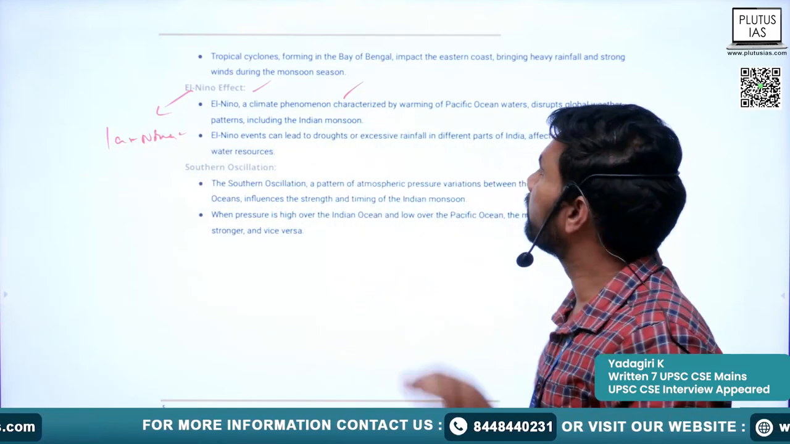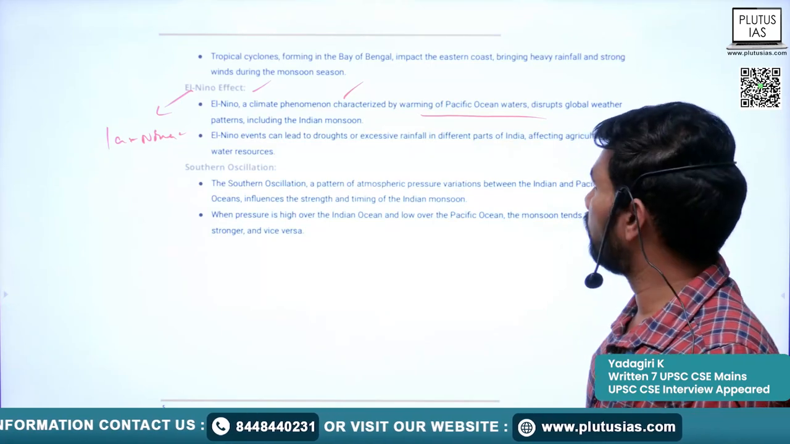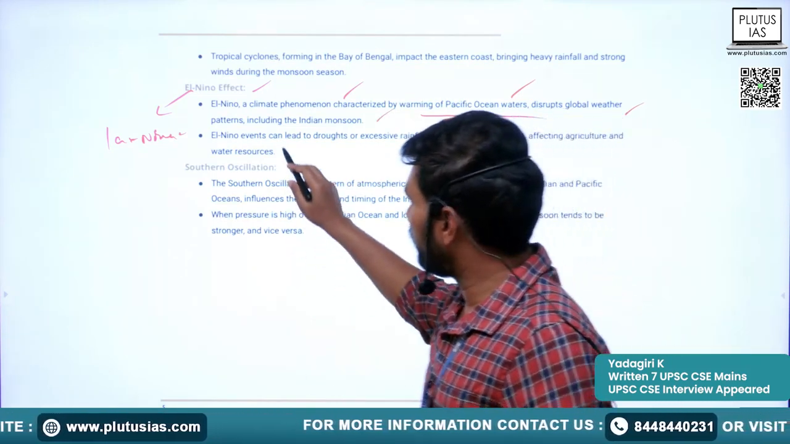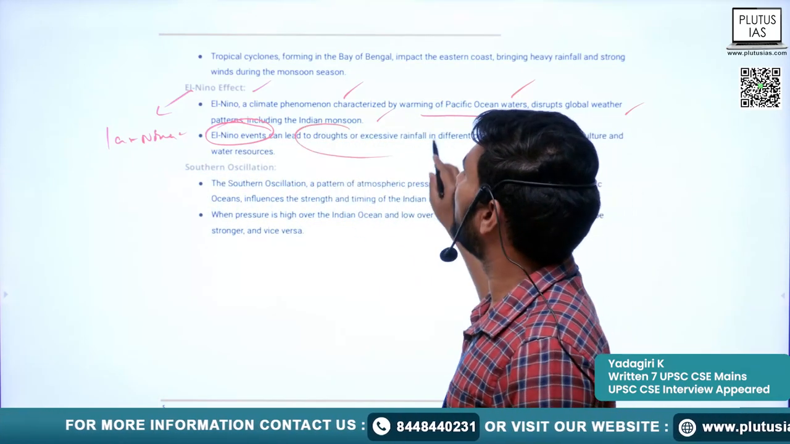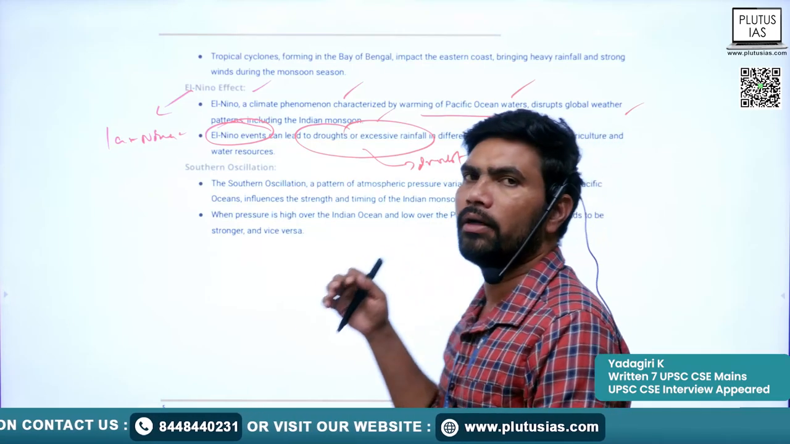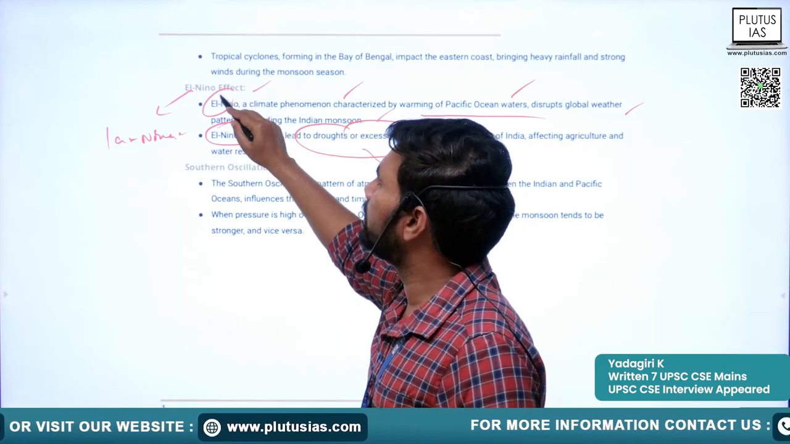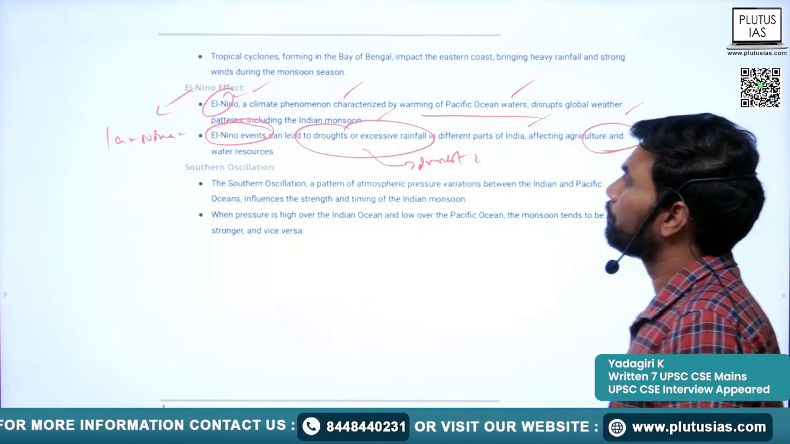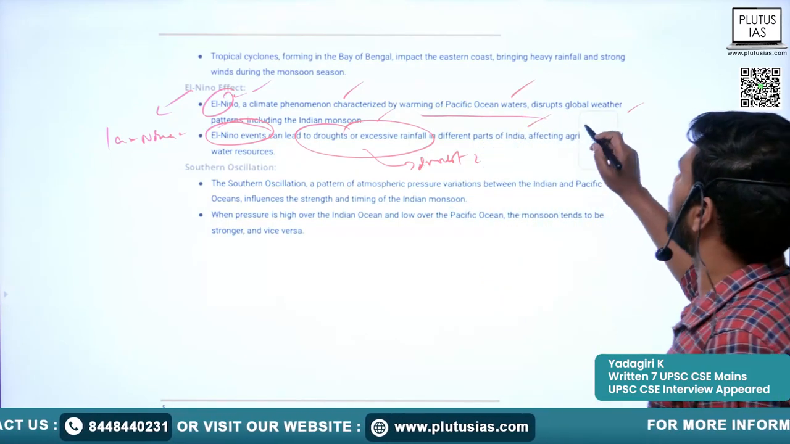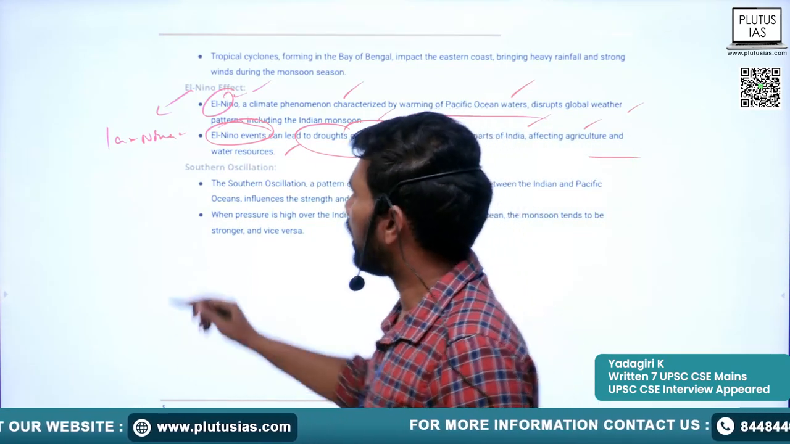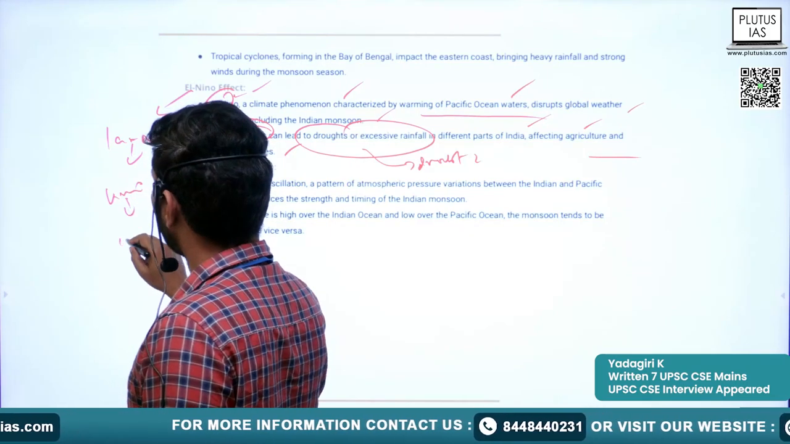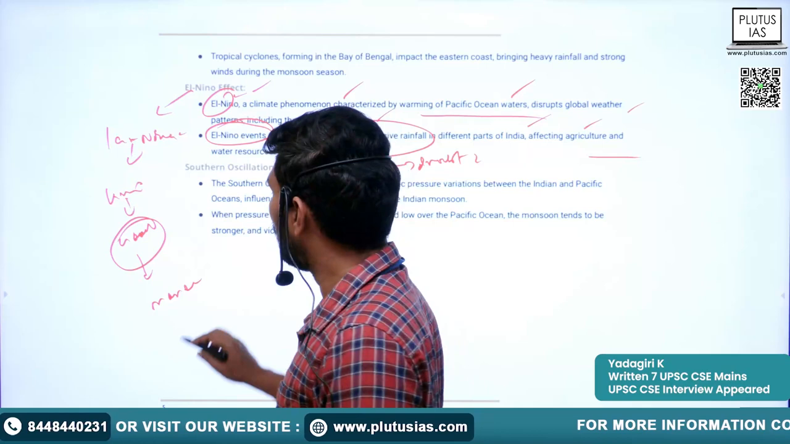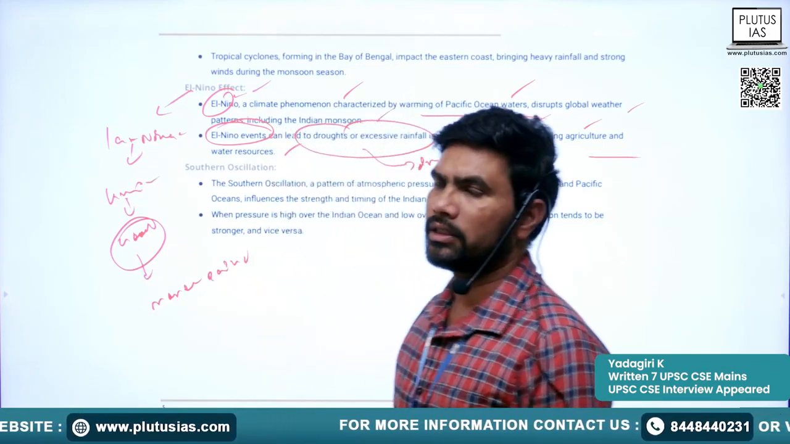So El Nino is a climatic phenomenon characterized by warming of Pacific Ocean waters. This disrupts the global weather patterns, including the Indian monsoon. Whenever the El Nino conditions are there, India witnesses droughts, because the monsoon becomes weaker when El Nino is predominant and India receives lesser rainfall compared to normal years. This results in affecting the agriculture in India and also the availability of water. However, when the La Nina conditions are there, it is generally considered good for India. We will see slightly more rainfall during the La Nina conditions.